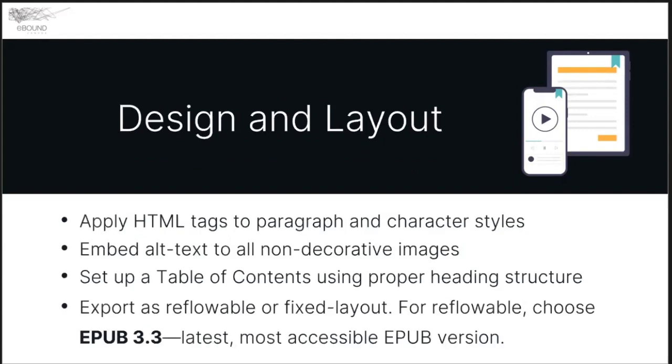And for the design and layout stage, I think the industry standard is InDesign for ebook layout. Here you can apply HTML tags to paragraph and character styles. You can start embedding alt text to all non-decorative images, and you can set up a table of contents using proper heading structure. And when you're exporting, you have the option of exporting either as reflowable or fixed layout EPUB. For reflowable, you can choose EPUB 3.3, which is the latest, most accessible EPUB version that accommodates the accessibility features and works well with assistive technology.